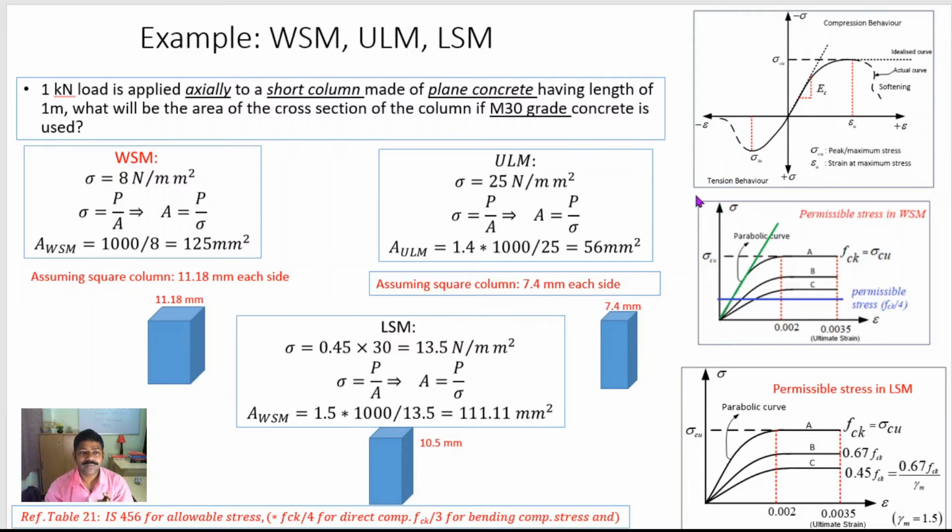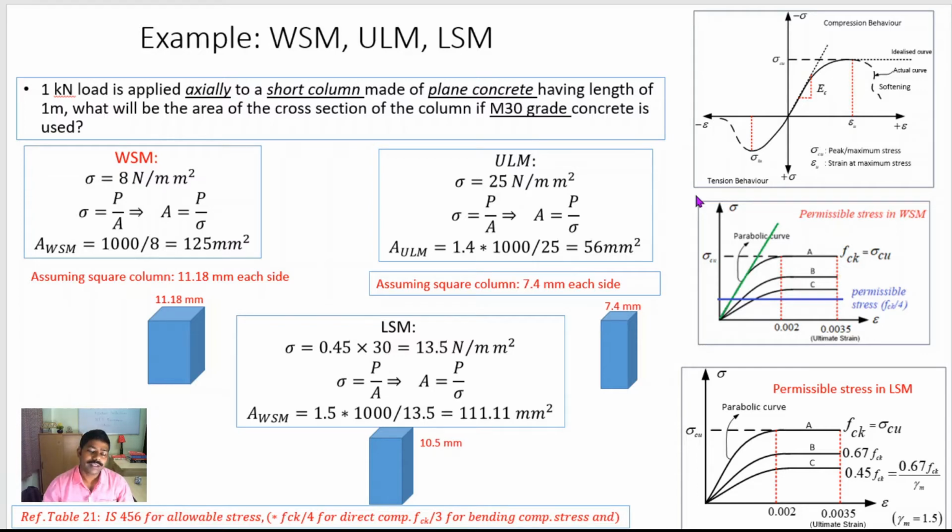Since we are considering only dead load here, we are using the same load, 1000 Newton. Now the area as per the working stress method will be 1000 Newton divided by 8, which is our allowable stress. For that case it is coming 125 millimeter square. This is the area. If we consider a square section, it will be easy for us to compare. So if we take the square root of it, the size of the column will be 11.18 mm. This is as per our working stress method.